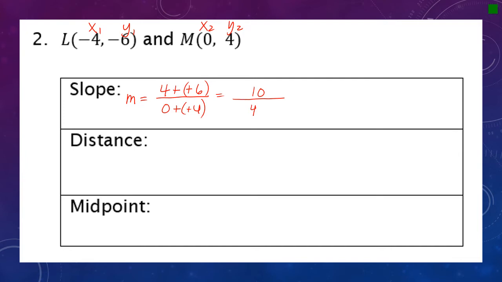And now I can simplify this fraction. Both of these numbers are divisible by 2. So if I divide both by 2, I end up with 5 over 2. And you want to leave your answer as a fraction because slope represents rise over run. So you want to have two numbers. It's more meaningful than having a decimal for slope.